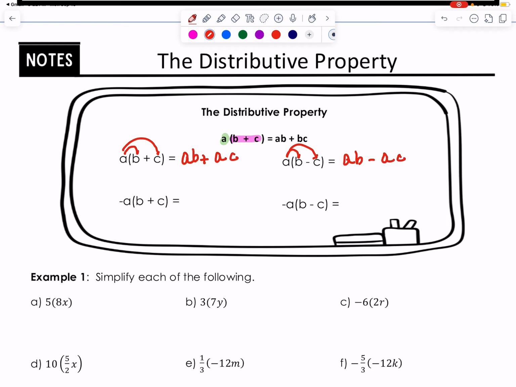All right. In our next example, we have negative A times the quantity B plus C. So negative A times B would be negative AB, and negative A times C is negative AC. Now we want to write this because we don't want to ever leave an algebraic expression with double signs. Here we have plus negative. So negative AB plus negative AC would be the same thing as negative AB minus AC.